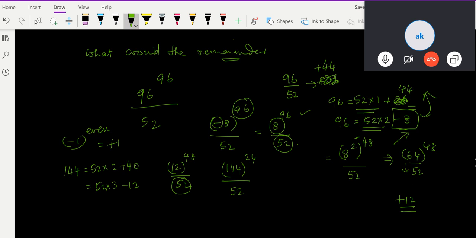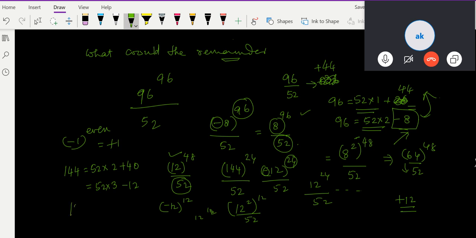Now, sir, you see that there is a chain coming in. So here it was 12 to the power 48. Next one becomes minus 12 to the power 24 by 52. Again minus 1 to the power 24 would be positive. So this becomes 12 to the power 24 by 52, right? So this will continue. If I do the next one, it will be 12 square whole to the power 12 by 52. So that will be again minus 12 to the power 12, or 12 to the power 12.